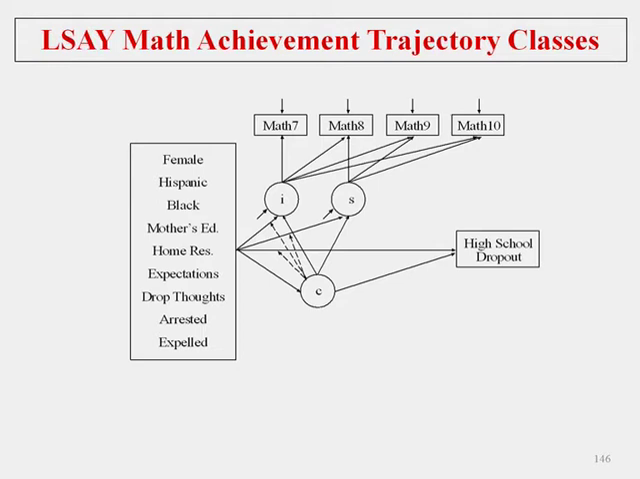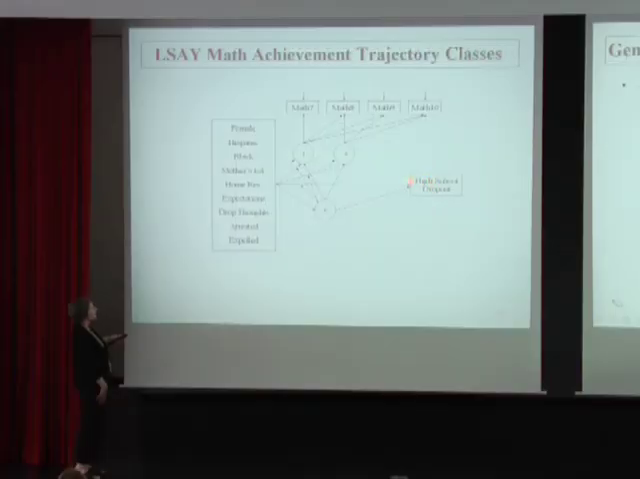When we regress high school dropout on this set of covariates, so the arrow pointing from the covariates to high school dropout, that's a logistic regression of high school dropout on these covariates. So we've talked about this. Now here we have I and S both regressed on the background variables also.